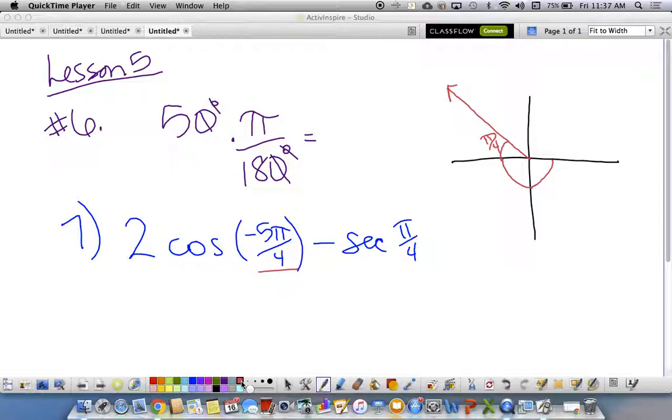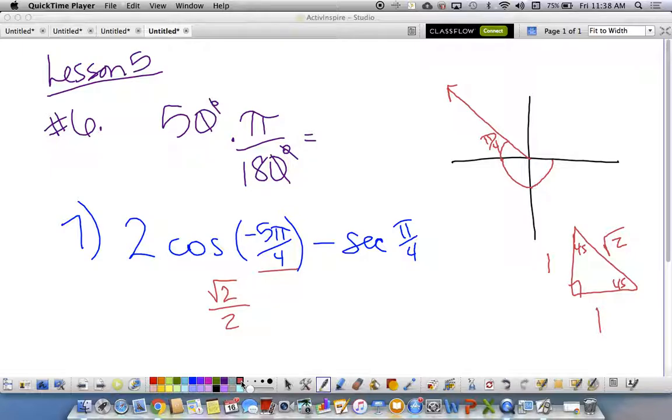So what are we finding? What is cosine of 45 degrees? Do you also need a triangle? Yes, 45, 45, 90. Your side lengths are 1, 1, and square root of 2. So cosine 45 degrees is square root of 2 over 2. Are we good? So are we just going to find that times 2? That's the first part. Are we finished with the first part?